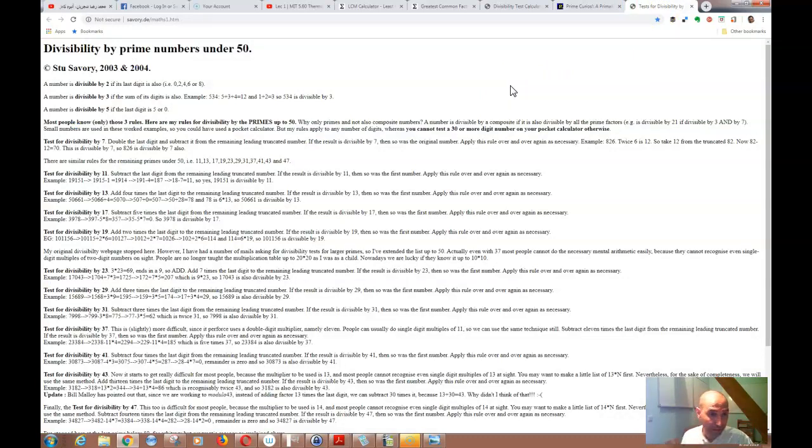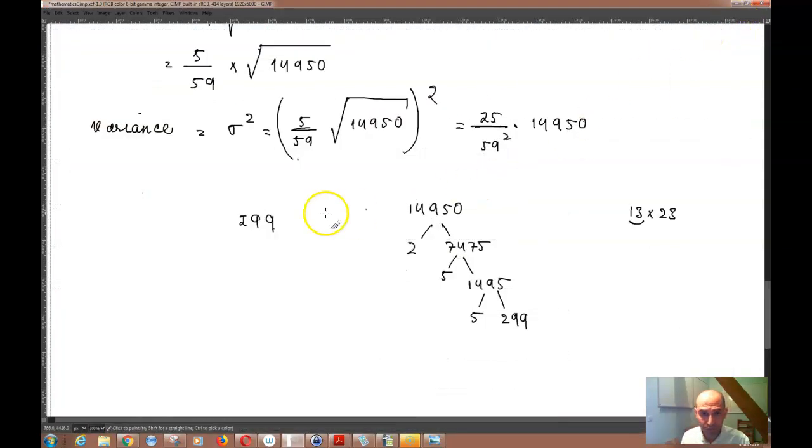These are the basics. So you add 4 times the last digit to the remaining leading truncated number. So truncate the number to 29 and add 4 times the last digit. 4 times 9 is equal to 36. Add 36 to the truncated number, you'll get 65. Of course, 65 is divisible by 13. So 299 is divisible by 13. If you divide, you will get 23. That means that this is 13 times 23.